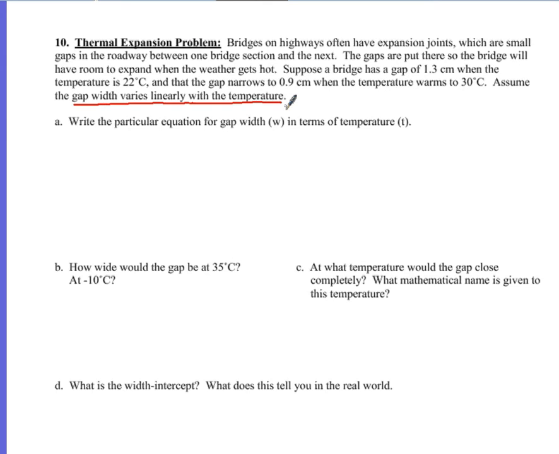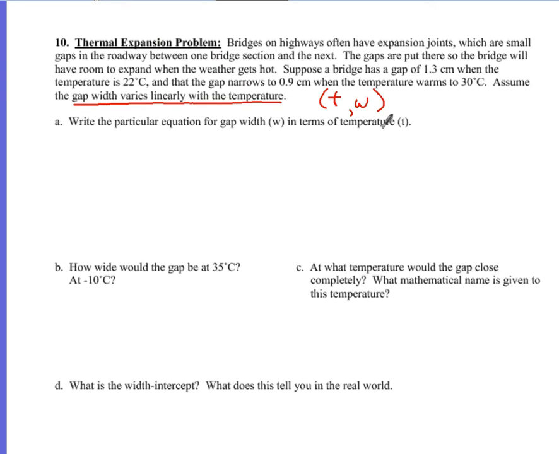So if y is going to vary linearly with x, I want to designate some variables, setting up an ordered pair to represent how these ideas are going to be compared. My temperature would have to be the x idea, so I'll let T stand for temperature. My width would be the y idea, so I'll let W represent the width. If I'm trying to write a particular equation for this width in terms of the temperature, let's set up a couple of ordered pairs to figure out what that equation is going to be.